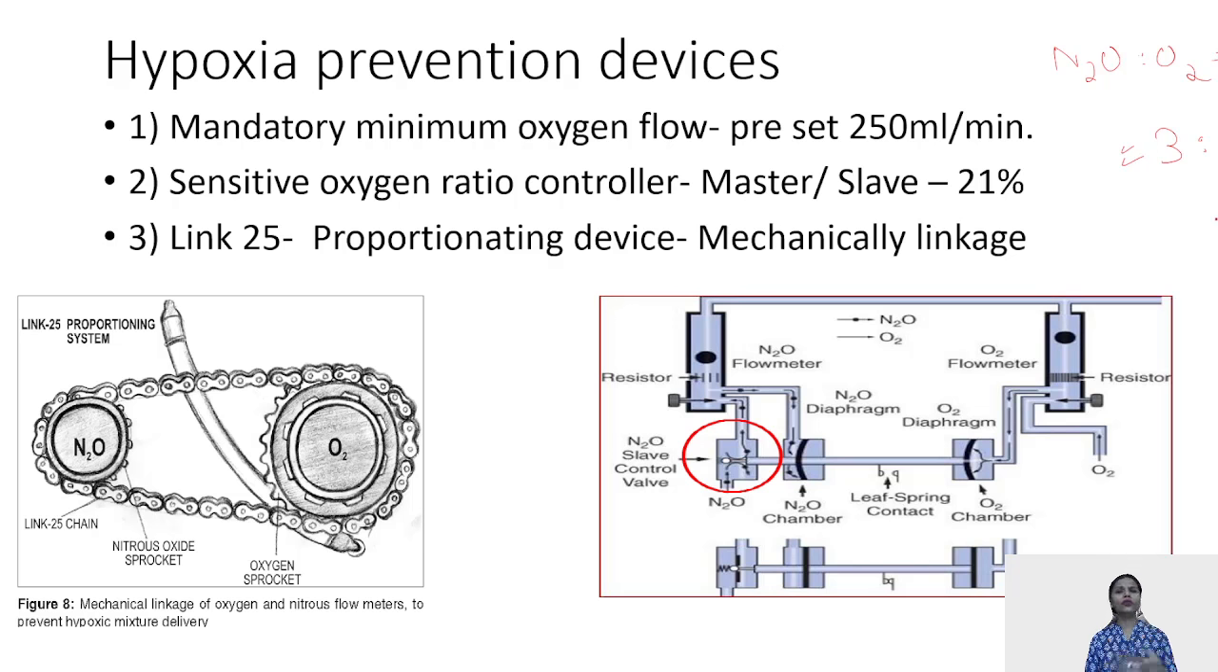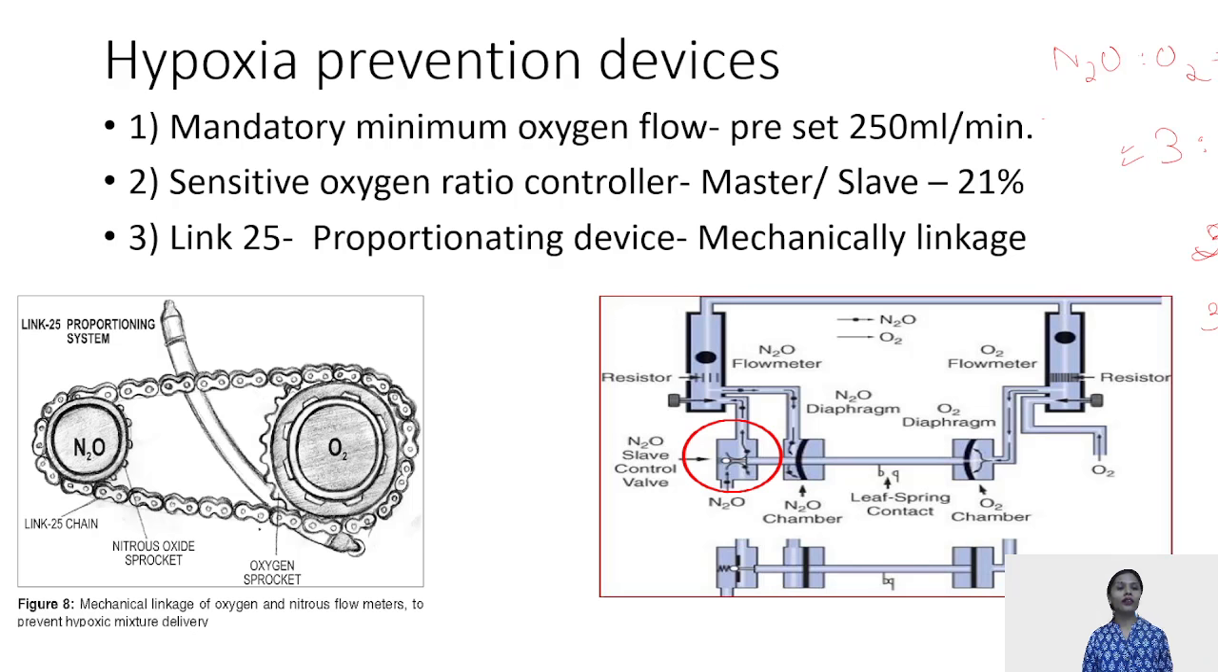minimum required oxygen by us is 21%, or in certain manufacturers we have 30% also, or 33% also. Actually it is 33%. Okay. So this is the minimum amount of oxygen that we need, and if this ratio is not 3 is to 1, it is 4 is to 1 or 5 is to 1, then the nitrous supply is going to get interrupted. That is your sensitive oxygen ratio controller.